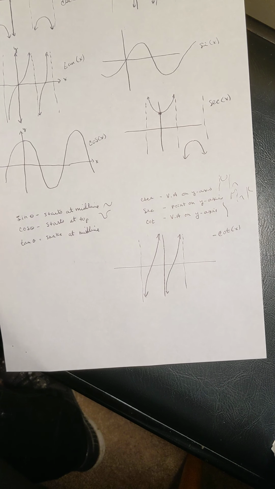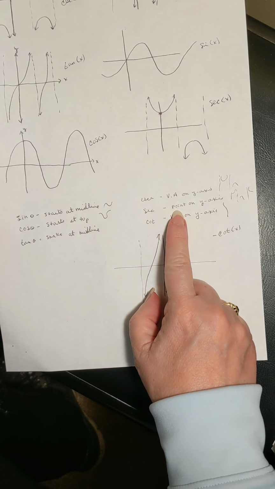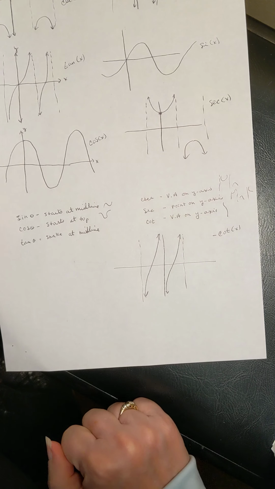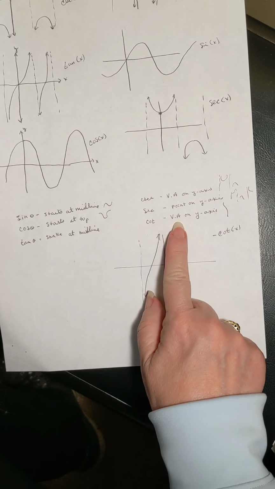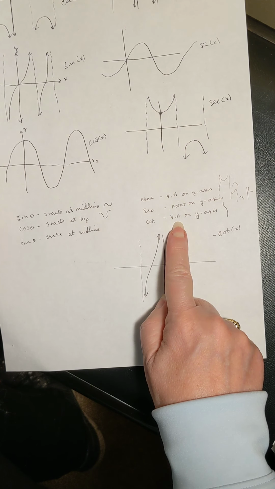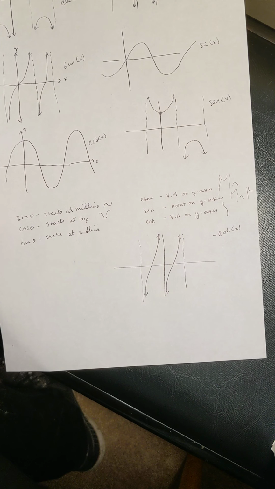And so when you're trying to recognize the graphs, what you're looking at is, where does it start? Does it start with a vertical asymptote, or does it start with a point? Okay? Does it start on the midline, or does it start with a vertical asymptote? And then on this one, does it start at the midline, or does it start at the top? All right? So that's how you recognize these trig graphs.